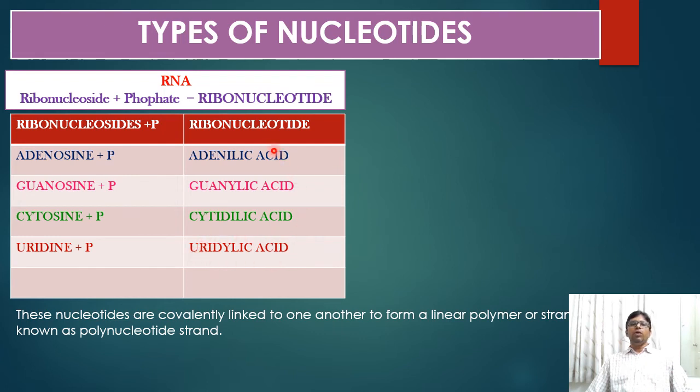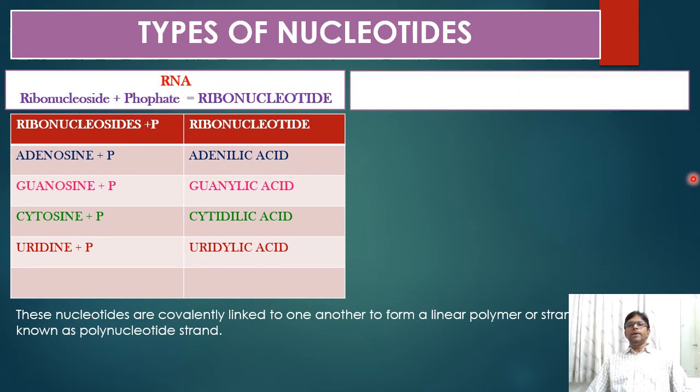So these are the 4 different types of nucleotides that are found repeatedly in the RNA. They are adenylic acid, guanylic acid, cytidylic acid, uridylic acid. Now let us see the nucleotides that are found in DNA.